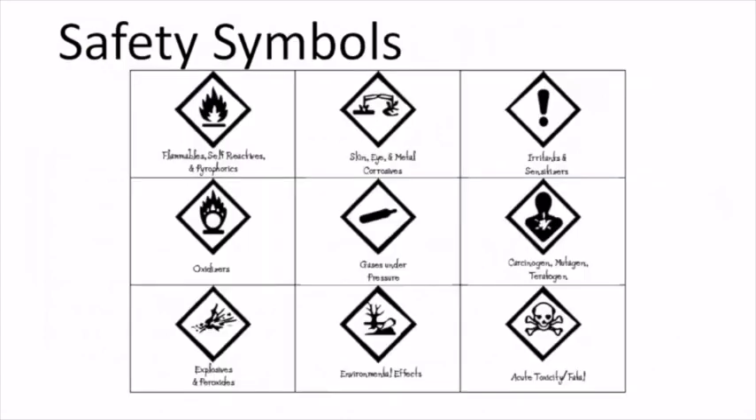Some of the safety symbols you should know are flammables, corrosive, irritants, oxidizers, gas under pressure, carcinogen, mutagen, or teratogen, explosive, environmental effects, and acute toxicity or fatal.